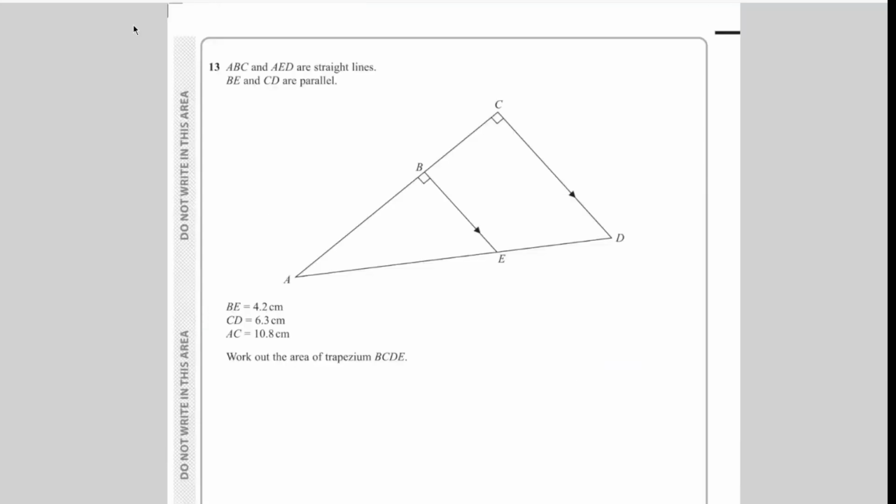Question 13. ABC and AED are straight lines. BC and CD are parallel. ABE equals 4.2 centimeters, CD equals 6.3 centimeters, AC equals 10.8 centimeters. Work out the area of trapezium BCDE. That's a trapezium. We need to get the area of this trapezium.